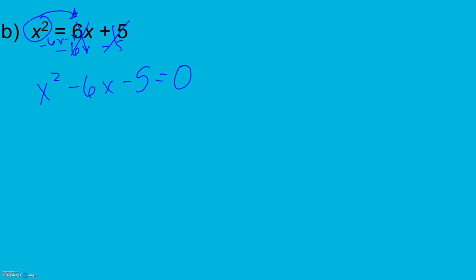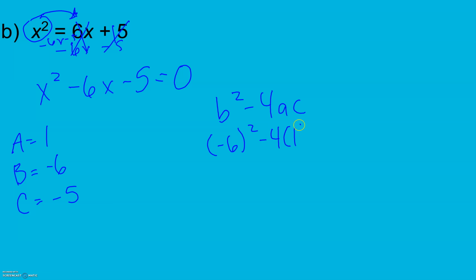That works too. Here, my a value is going to be 1, negative 6 for b, and negative 5 for c. If you moved it in the other way, then your signs would be opposite. You'd have negative 1, positive 6, positive 5. And again, we're looking for how many solutions. So I'm checking my discriminant. b squared minus 4 times 1 times c.